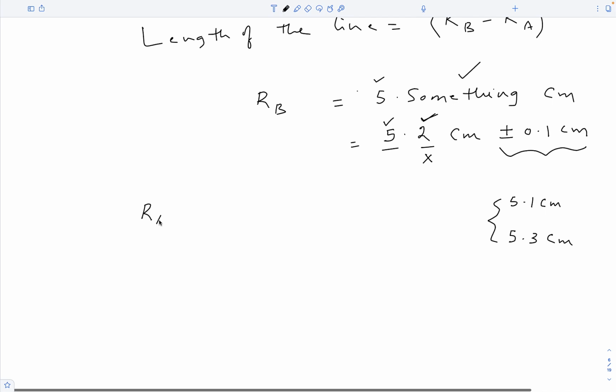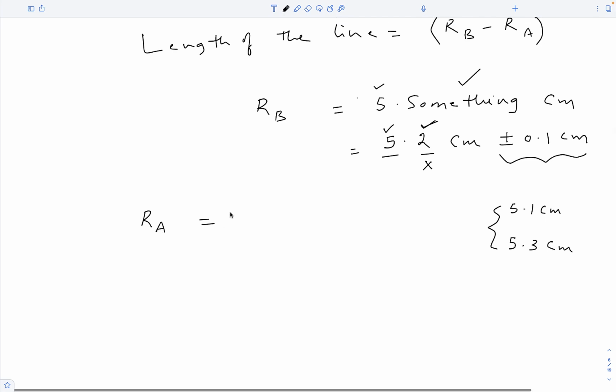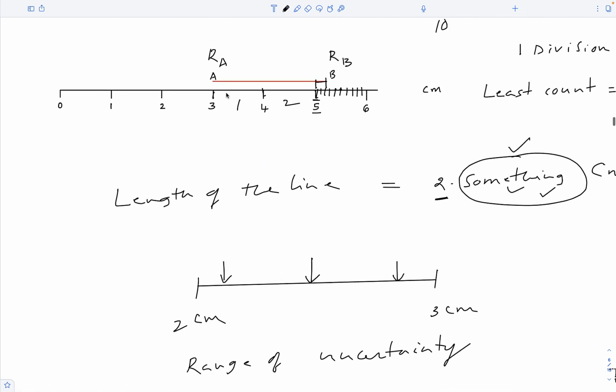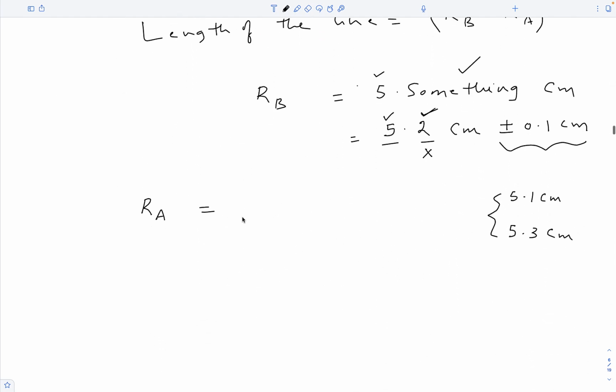Similarly, what will be the reading at the other end of the line? We may think that this end of the line has perfectly aligned with this marking numbered 3, but in reality, there will be the same amount of uncertainty in this reading as there is in this reading. So the value of RA would be 3.0 plus or minus 0.1 centimeters.